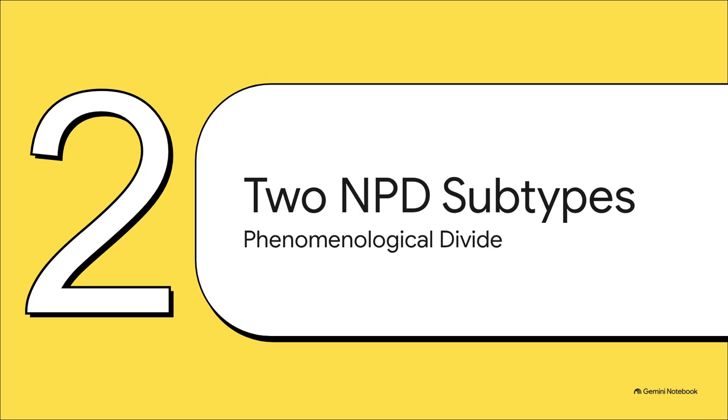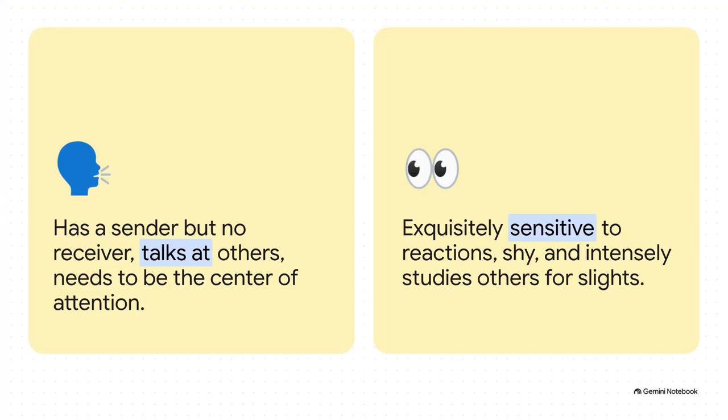Which brings us to Section 2, the phenomenological divide between the oblivious and hypervigilant subtypes. Let's see how this actually behaves in the room. To really conceptualize these patients, we have to rely on a clinical continuum bordered by two starkly different subtypes. The behavioral split in the clinic is wild. The oblivious patient is totally self-absorbed. It's like they have a sender, but absolutely no receiver. They will talk at you, not to you, completely blind to your reactions.